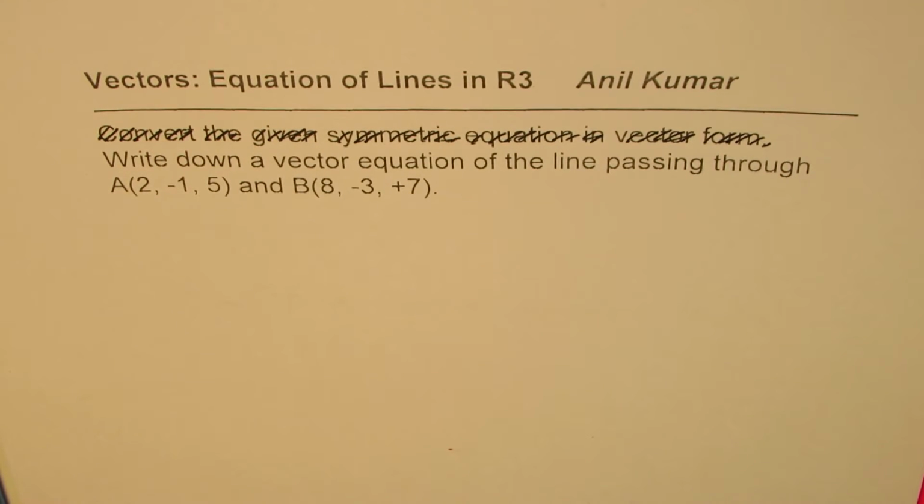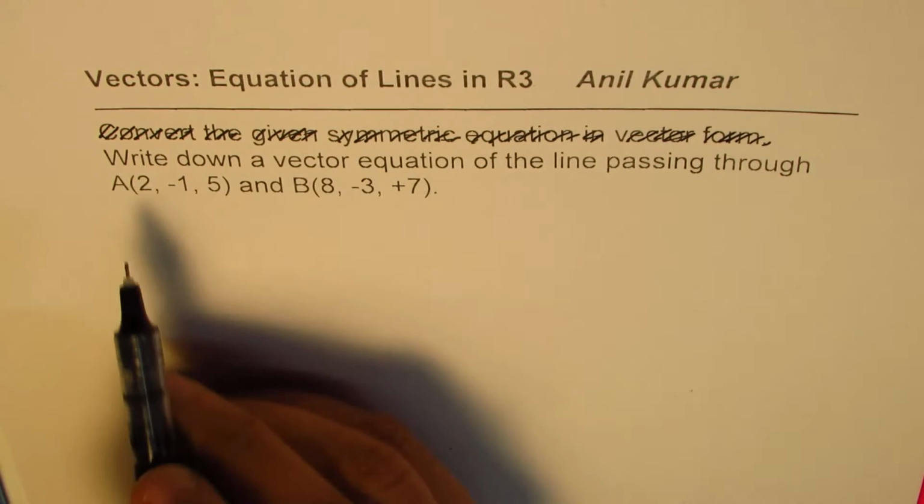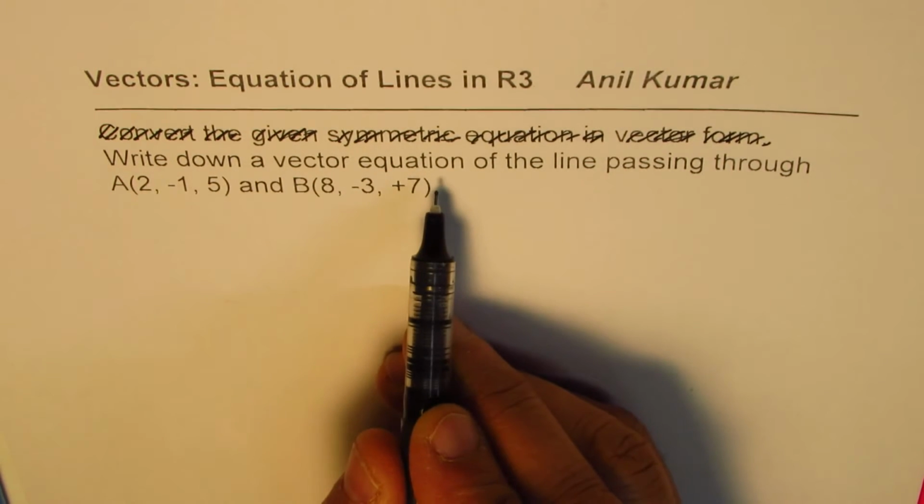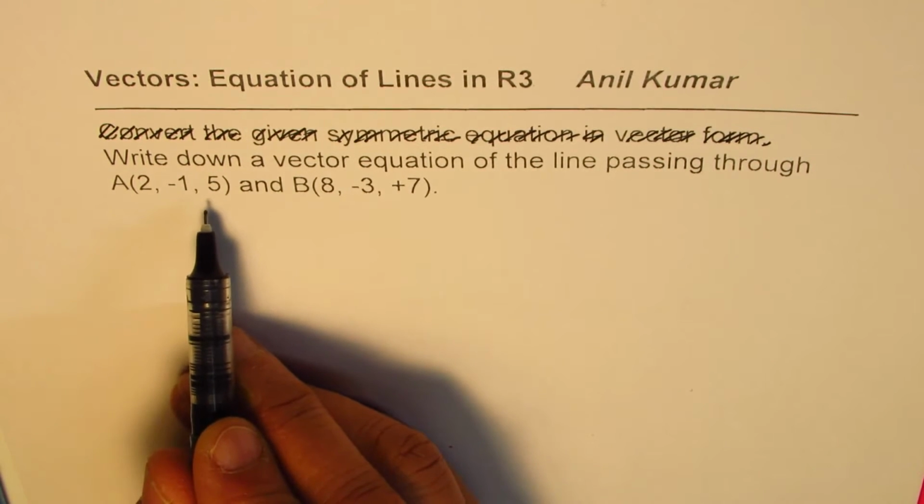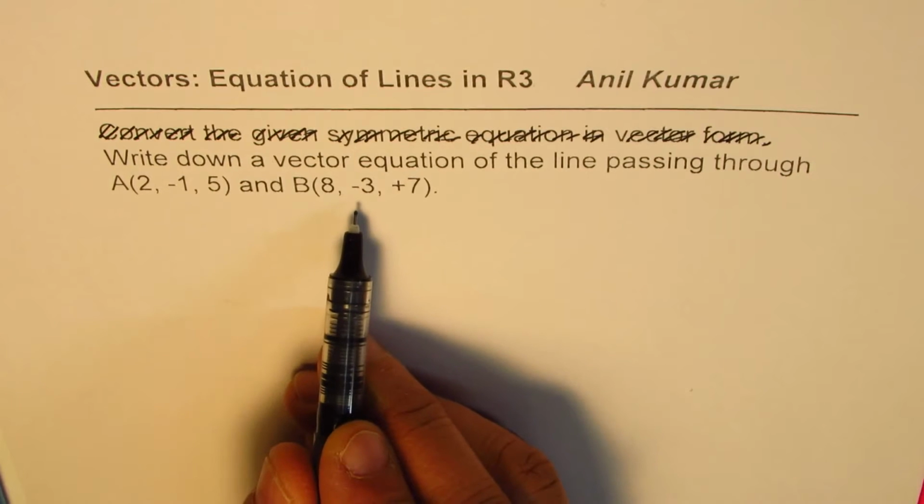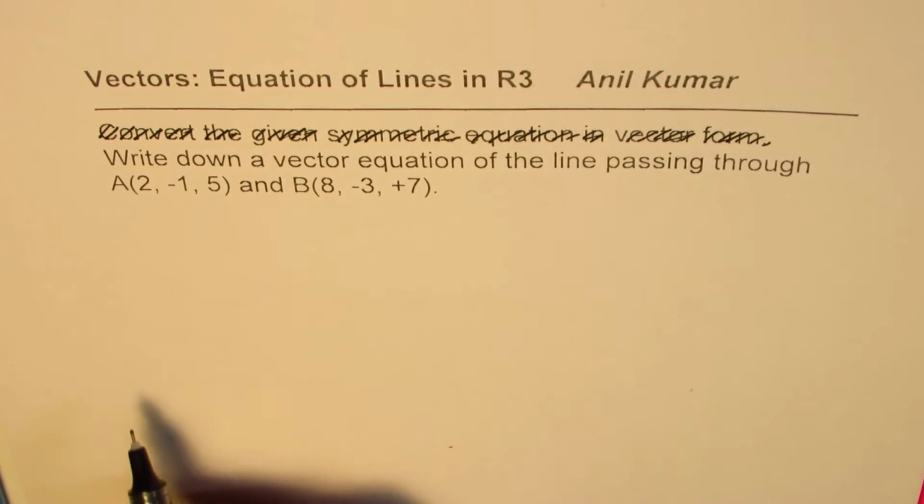I'm Anil Kumar, and in this video we will learn how to write the equation of a line using 2 points in vector space R3. The question is, write down a vector equation of the line passing through A (2, -1, 5) and B (8, -3, 7).